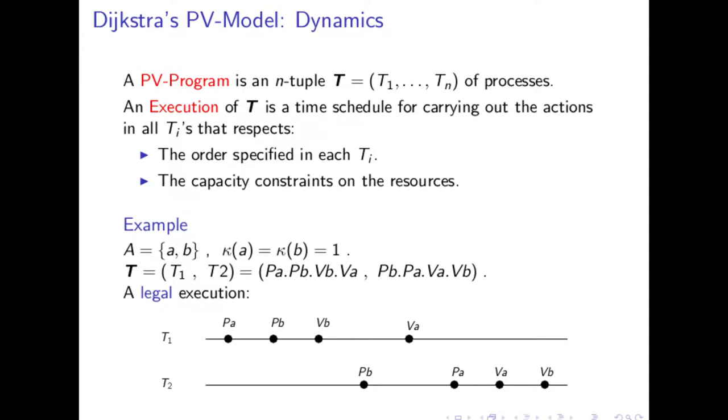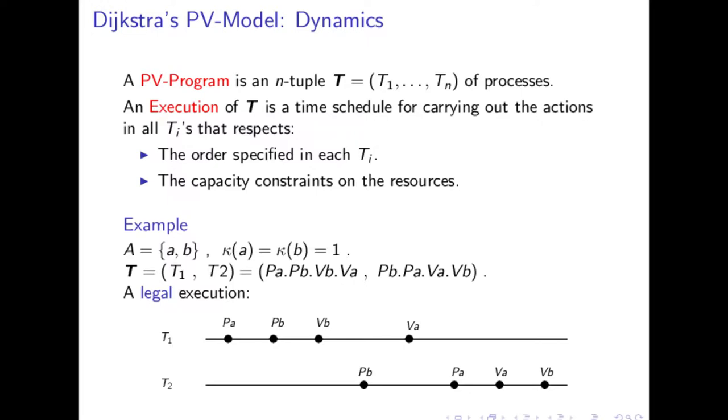So here is an example. What is a PV program? A PV program is just an n-tuple of processes, and there is an execution, which is a time schedule for carrying out all the actions that are required by these processes, and the time schedule should satisfy the following. First of all, it should respect the order in each of the T_i's. And secondly, it should respect the capacity constraint. So we shouldn't use some resource more than its capacity.